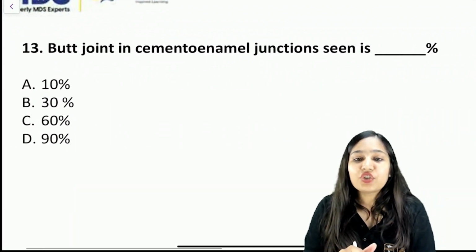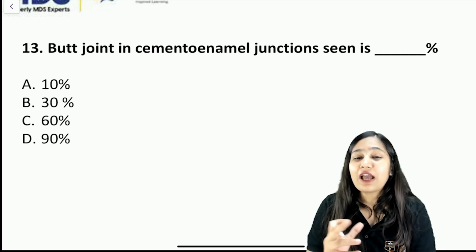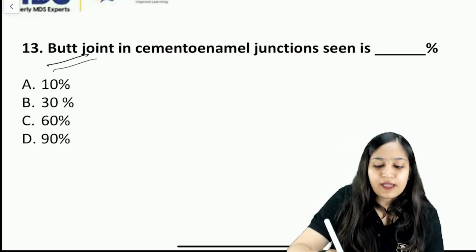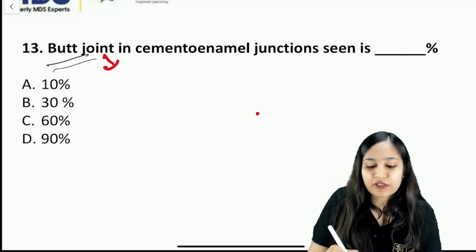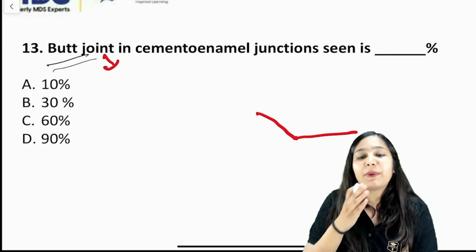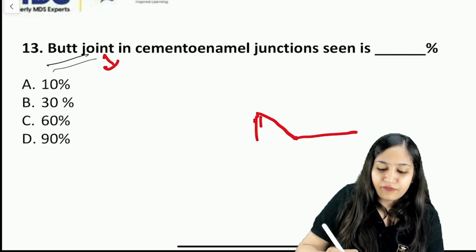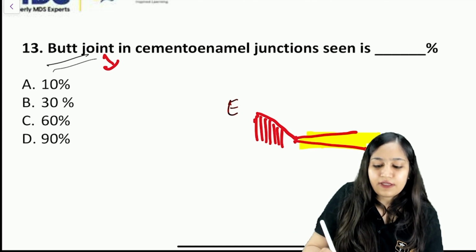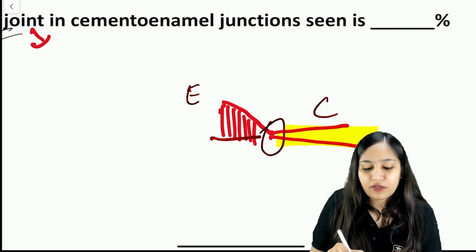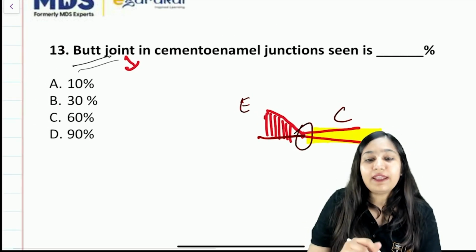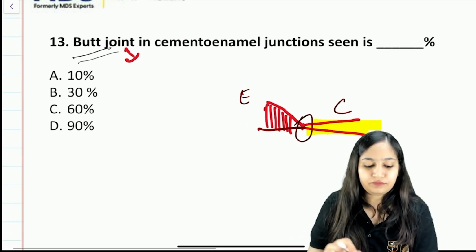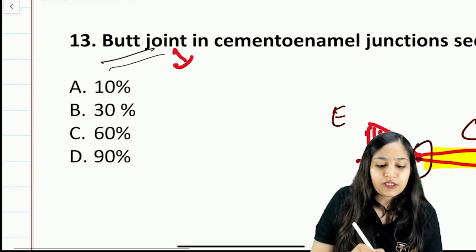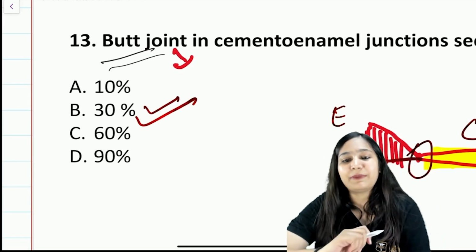Now coming to our next question. Butt joint in the cemento-enamel junction is seen in how many percent? 10%, 30%, 60% or 90%? What is a butt joint? It is mainly an edge to edge or sharp junction between enamel and cementum. So this is enamel, this is cementum, and this is the butt joint, a sharp junction between enamel and cementum. It is seen in mostly 30%. So the correct answer here is 30%.